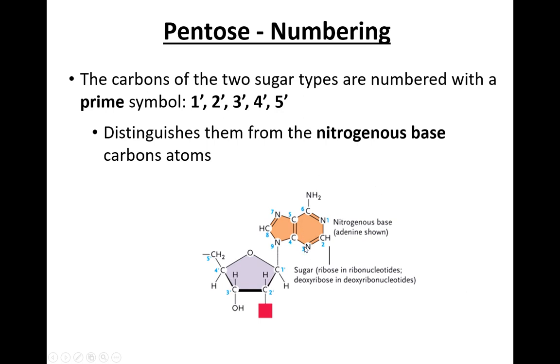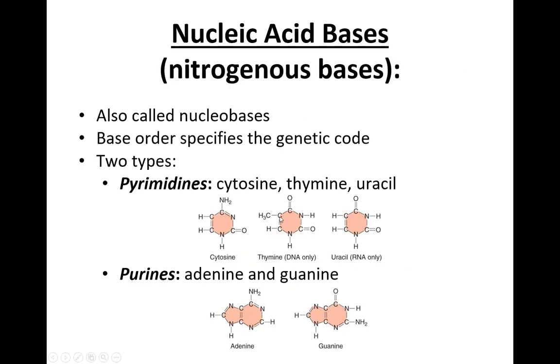Now, the nitrogenous base is always attached to carbon 1 prime of the pentose, whether it's ribose or deoxyribose, it's always attached there. Now, if you recall from Bio 1, there are 5 different types of nitrogenous bases, with 4 of them found in RNA and 4 in DNA.